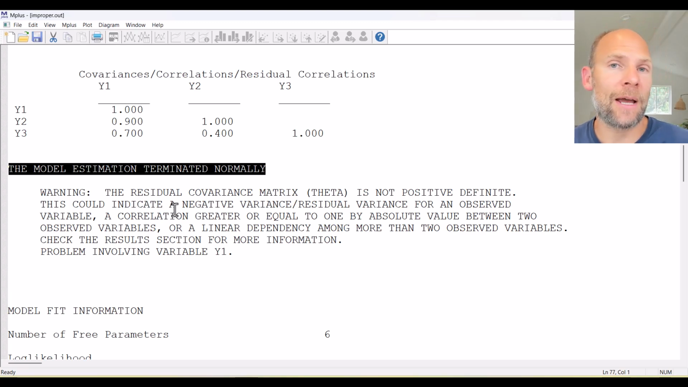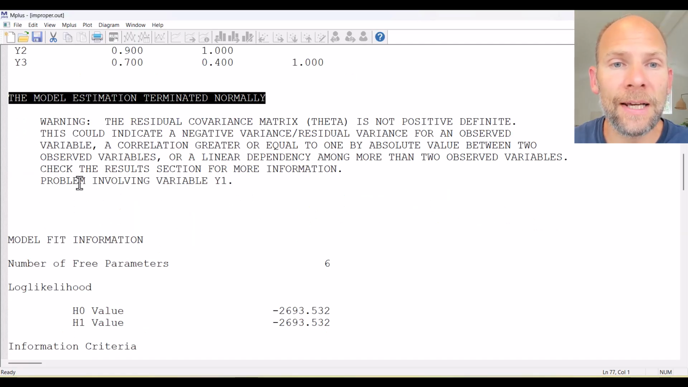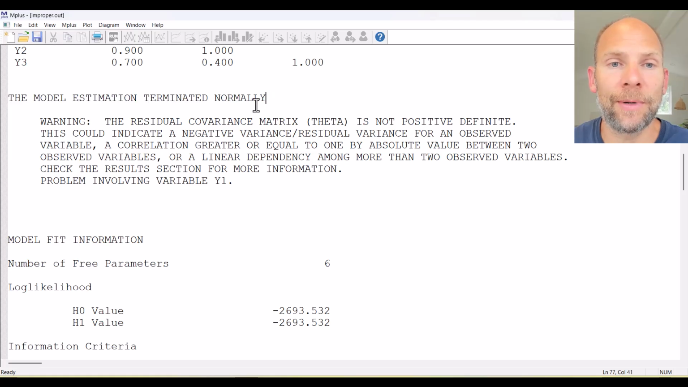And so therefore we still have to look further, and we have to also take a look at what else is there beyond this message, the model estimation terminated normally. And then the next message is actually the one that is critical, and that is indicating to us that here we actually do have a negative variance estimate.